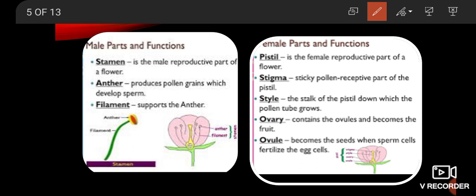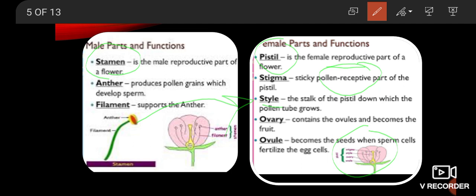Now the female reproductive part. You can see here the pistil, the female reproductive part, while the male reproductive part is called the stamen. What is the stigma? The stigma is the sticky, pollen-receptive part. Whatever pollen is removed from the anther of the male part is stuck by the receptive part called the stigma. Second is the style. What is the style? The stalk of the pistil down which the pollen tube grows.